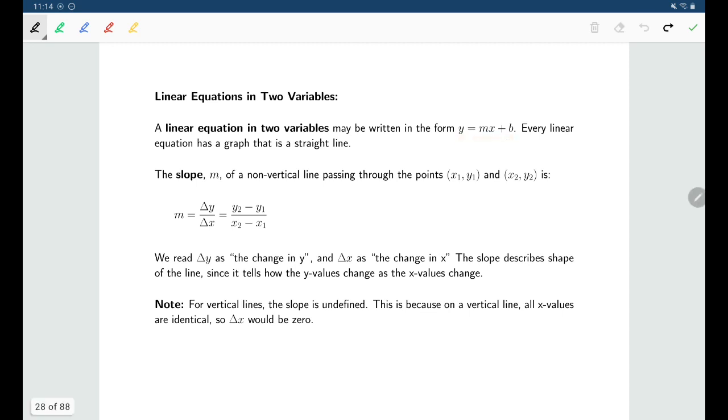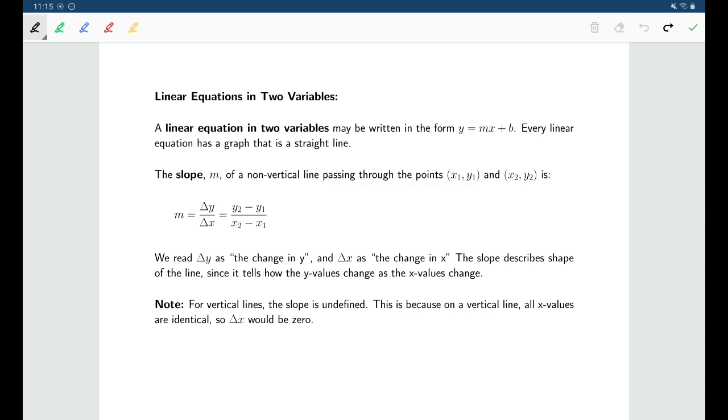And so we know for linear equations, for equations of straight lines, the way that we can describe a straight line is by its slope. Does the line tend to go up and to the right? Does the line tend to go down and to the right? Is it a horizontal line? These are all questions that can be answered by describing that line by the slope.